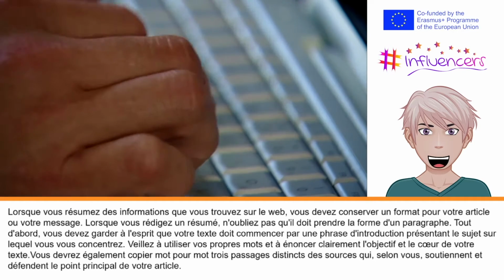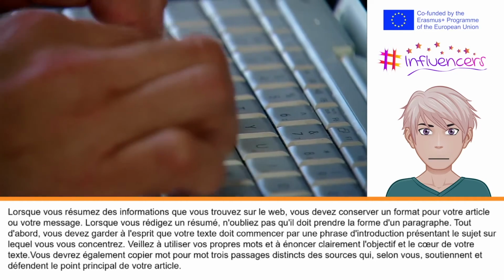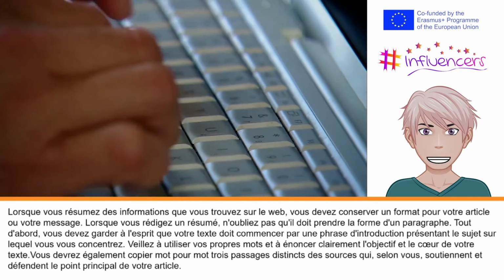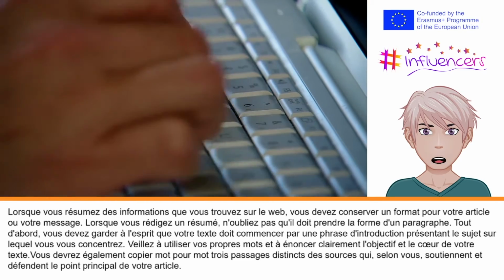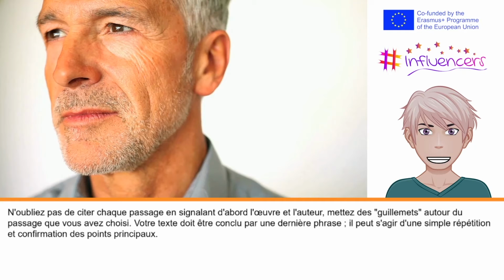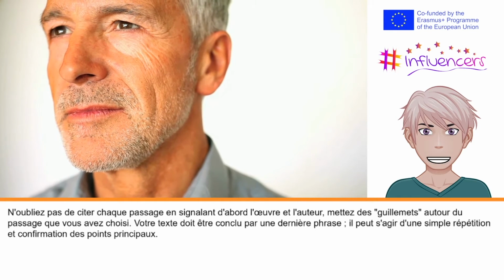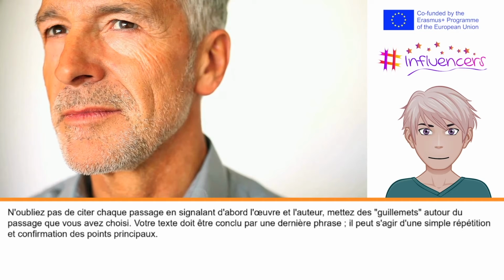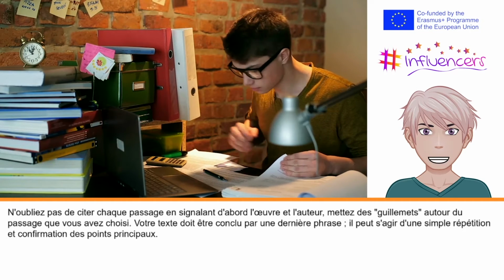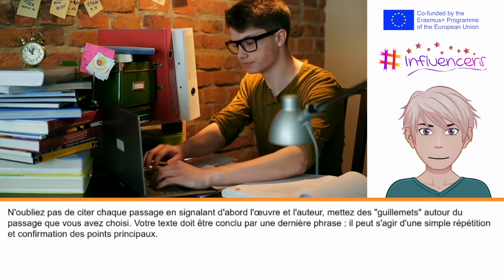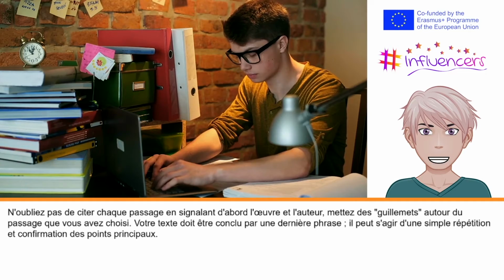You will also need to copy word for word 3 separate passages from the sources that you think support and defend the main point of your article. Don't forget to cite each passage by first signaling the work and the author. Put quotation marks around the passage you choose. Your text must be concluded by a last sentence. It can be a simple repetition and confirmation of the main points.